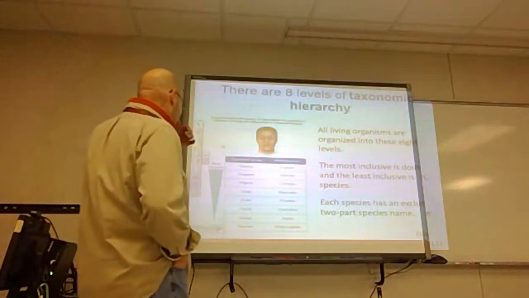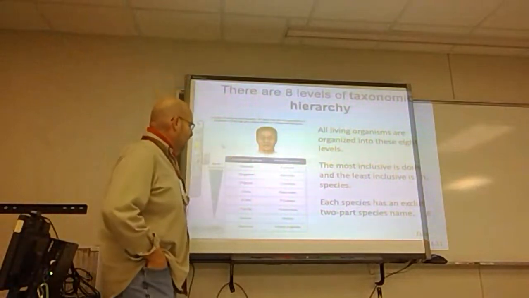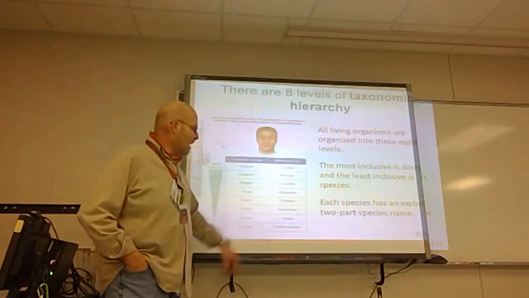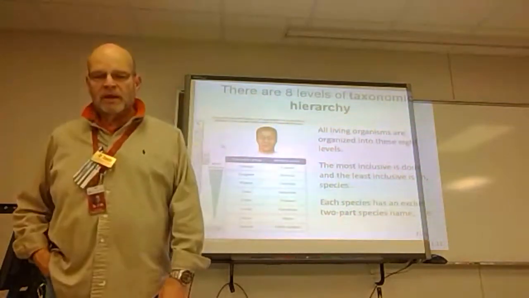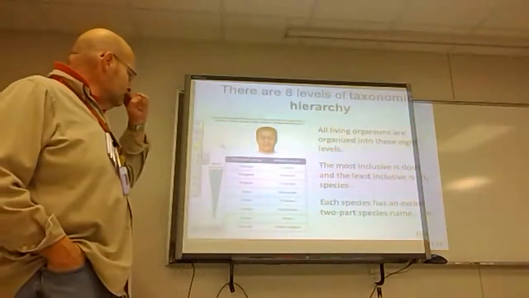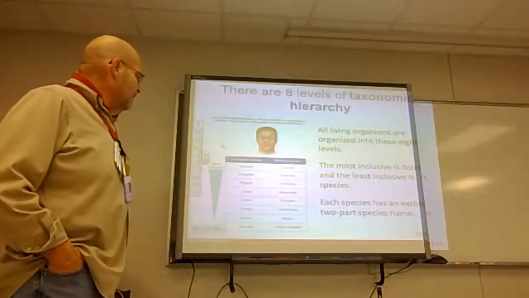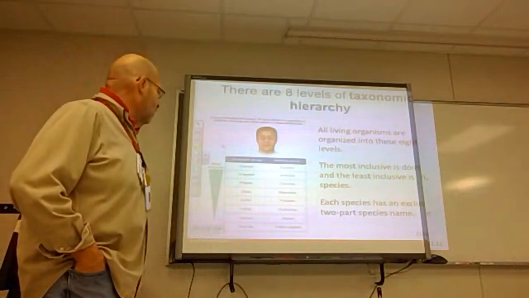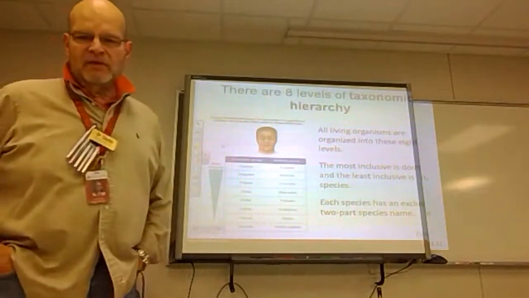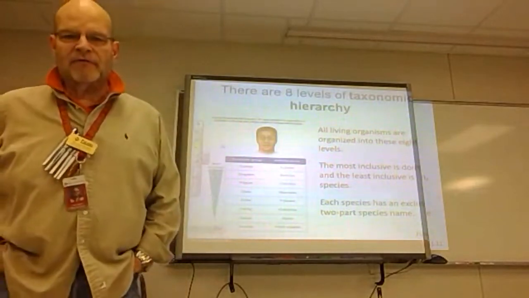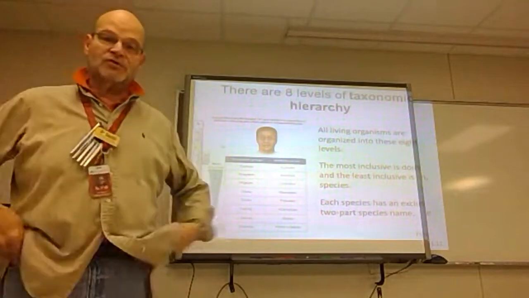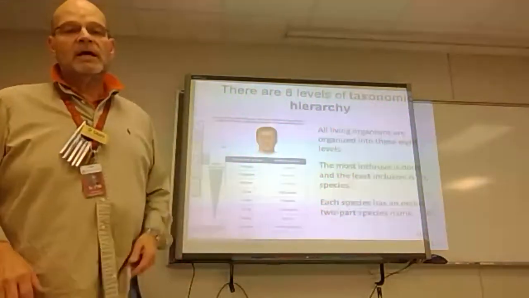But domain, this is the human being. Domain is Eukarya. We are, in fact, animals. Phylum Chordata means we have a backbone. Class Mammalia means we are mammals. Order Primates means we're a primate, which means we have a virtually upright structure. Not all primates stand on their back feet. In fact, most of them go around on all fours.